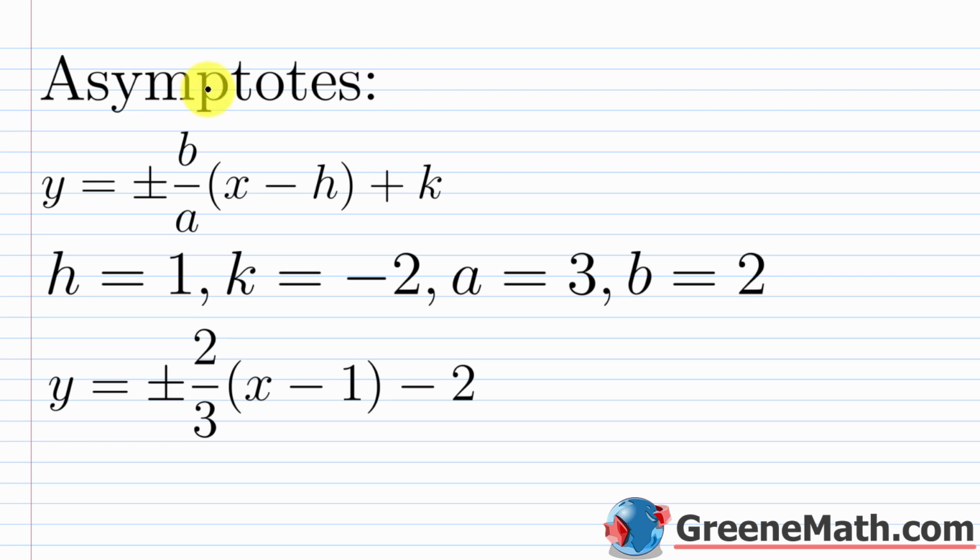All right, so coming down here, I just pre-wrote everything to make it faster. So the asymptotes, you're going to have y equals plus or minus b over a times the quantity x minus h, and then plus k. So h here is equal to 1, k here is equal to -2, a here is equal to 3, and b here is equal to 2. So plugging in, we get y equals plus or minus 2/3 times the quantity x minus 1, and then we have -2.